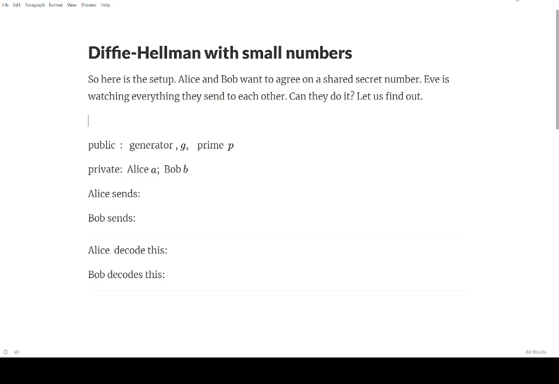Okay, we're now going to do a Diffie-Hellman with small numbers, but first we'll do them with letters. Remind you how it works. And here's the setup. We've got Alice and Bob.